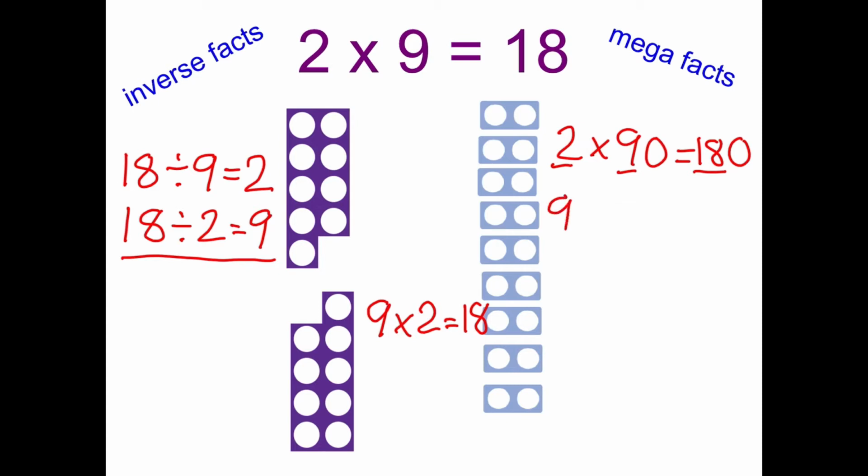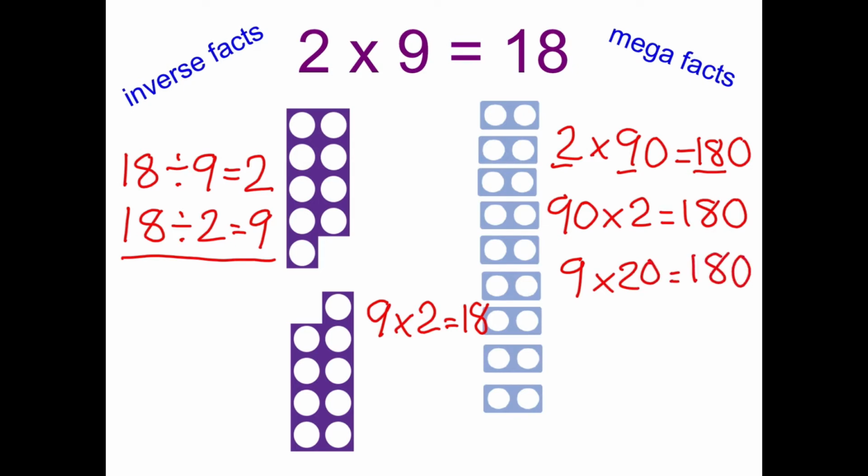And then we can swap the numbers around again. So if you had time to count in 2s 90 times, you would get up to 180. And if you had 9 sets of 20 or 9 20p's, you'd have 180. If you had 20 9s, you'd also have 180. And don't forget, you can now do the inverse of those.